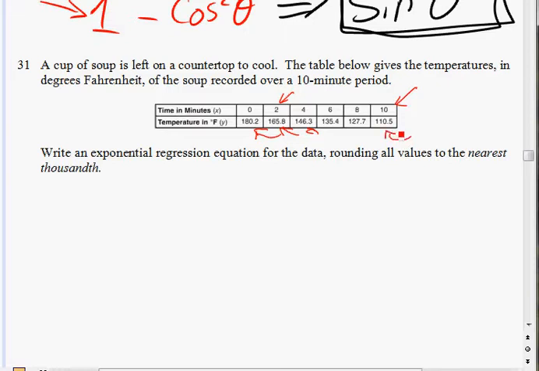So it makes sense, right? Over time, if you leave it in the room, the temperature is going to slowly cool down and eventually go down to room temperature. Okay, so the question is to write an exponential regression equation for the data, right, rounding your values to the nearest thousandth. Okay, so for this you're going to use your graphing calculator.